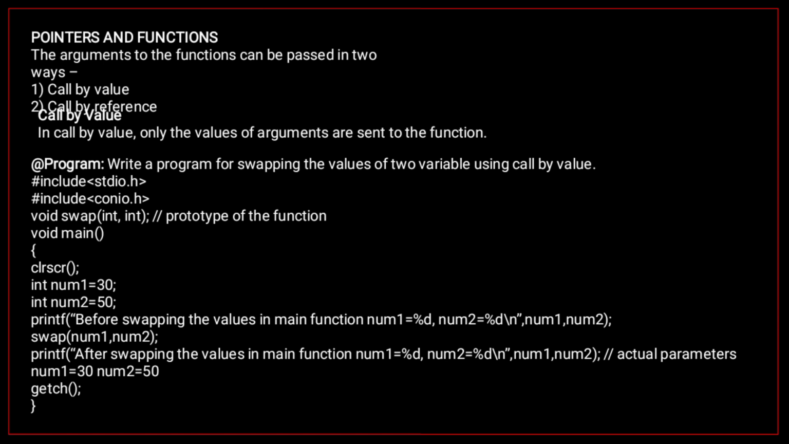We define two variables, num1 and num2. In the first variable you have to initialize the value 30. In the second variable you have to initialize the value 50. Now the printf statement is to print this message on the screen. After printing the message on the screen, then we write swap. Swap is a function. This function is used to interchange the values of two variables. Then in the second statement, you have to write the print after swapping the values, to print on the screen.